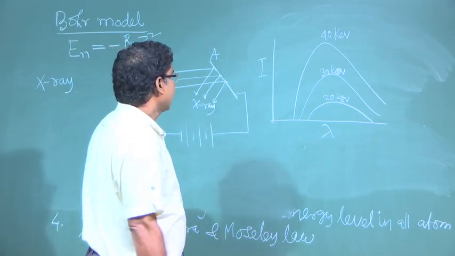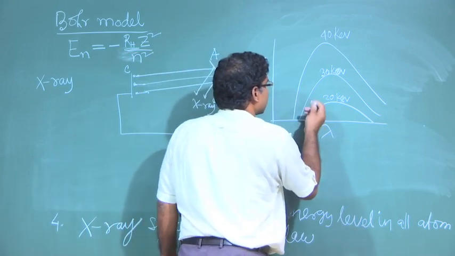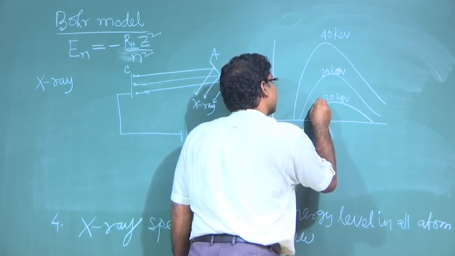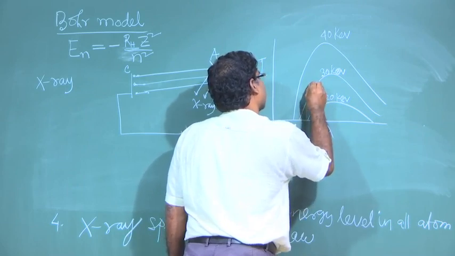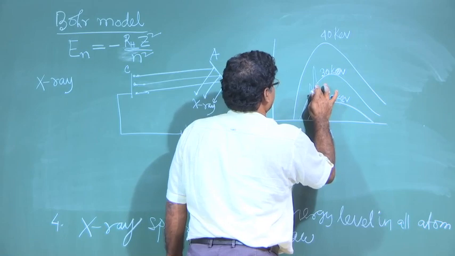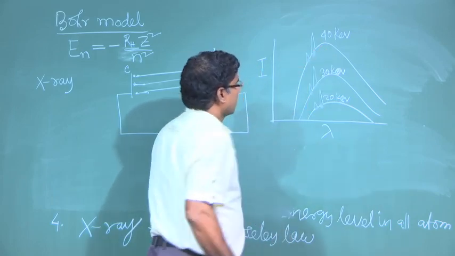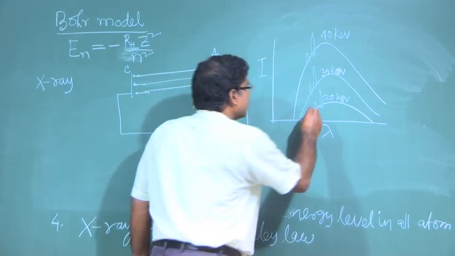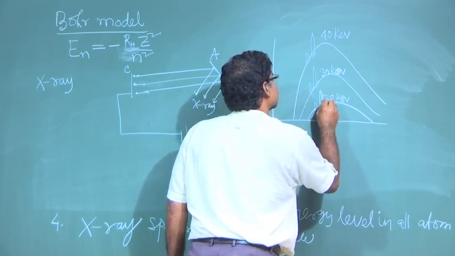Now, apart from that, what happens at higher voltage, or sometimes at other voltages also, but intensity depends. So, it is a superimposition of some peaks, okay. The resultant intensity distribution is like this. So, one is the continuous X-ray like this, and another is that some peaks appear, okay.